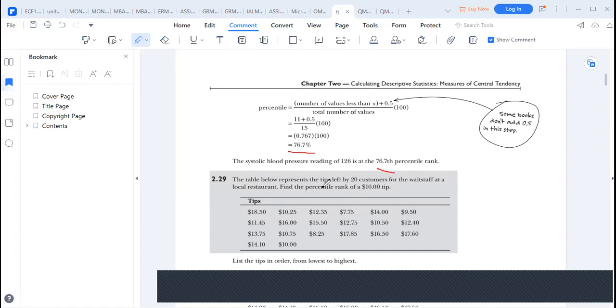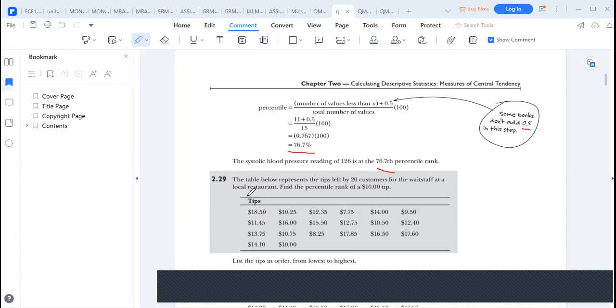So if 126 was 13, we were just going to take 13 over 15 times 100. Yeah, so observe now what will happen. Your question will be answered. Okay. All right. So, of course, some books will not add. It will still be correct if you just got the 11 directly and divide by that.